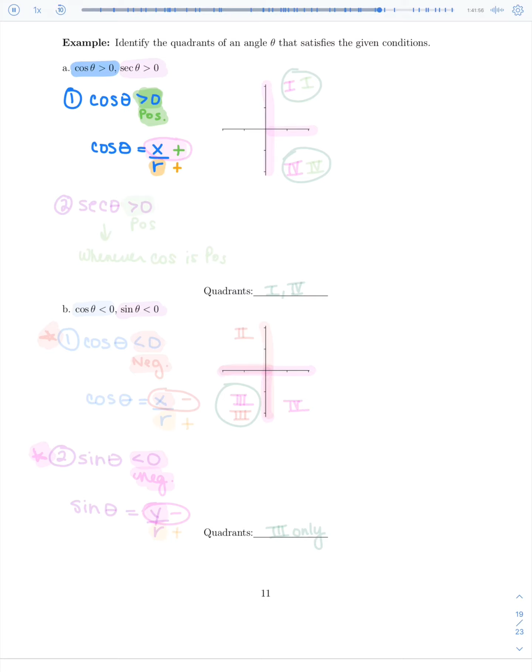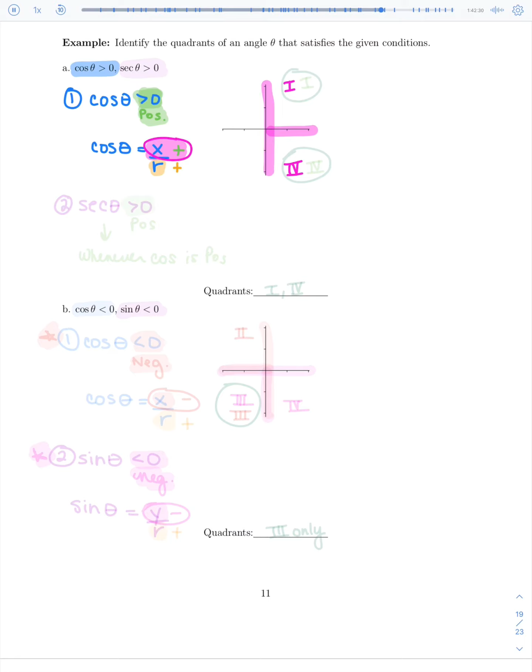So, what quadrants give us a positive x value? Well, there are two quadrants that give us a positive x value. That's everything to the right over here, which would be quadrant 1 and quadrant 4. So far we have limited ourselves down from the 4 quadrants to only 2, quadrants 1 and 4. Those are the two quadrants that give you positive x values.